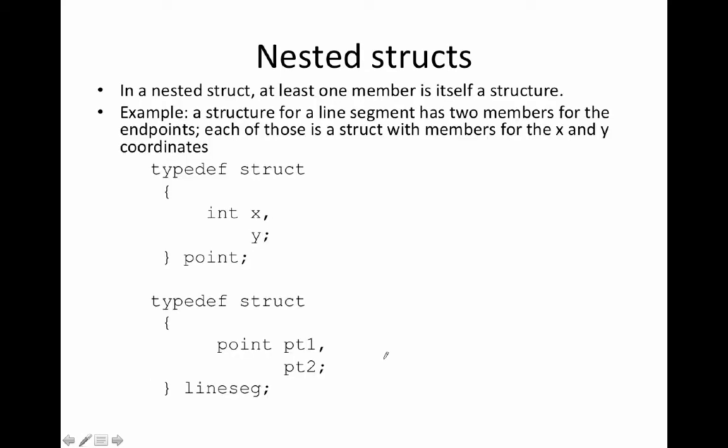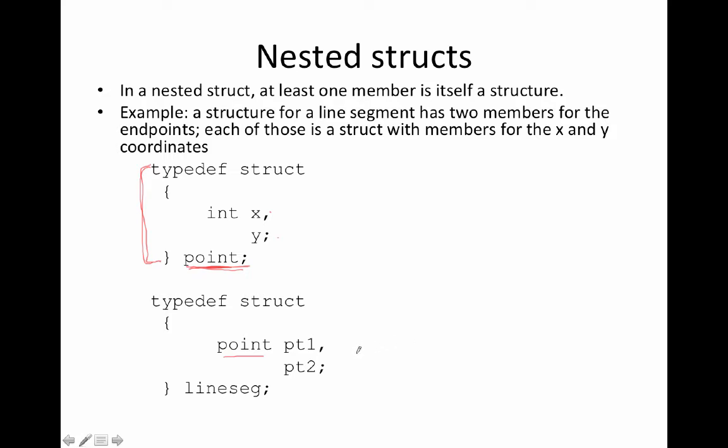Now with the nested struct, at least one member is itself a structure. For example, we might have a structure for a line segment which has two members for the endpoints. Each of those is going to be a structure that has members for the x and y coordinates. So I'm going to define one type first for the endpoints. Each point is going to have two members for the x and y coordinates. Now it's important that you always have to define something before you can use it. So here I have my typedef to define my type for point, for that kind of structure, and then I'm going to use that to declare members of another structure.